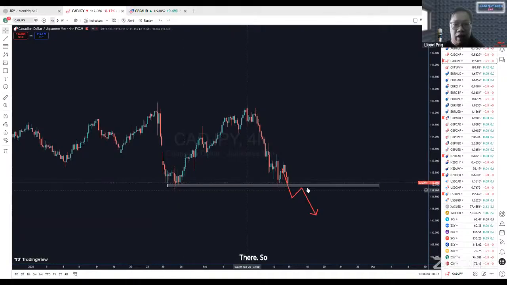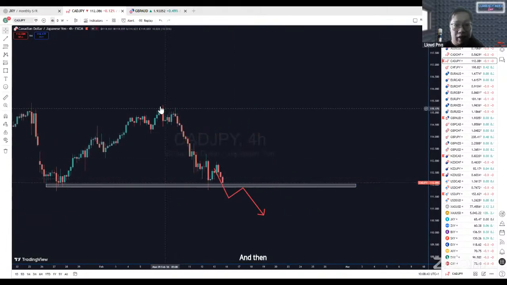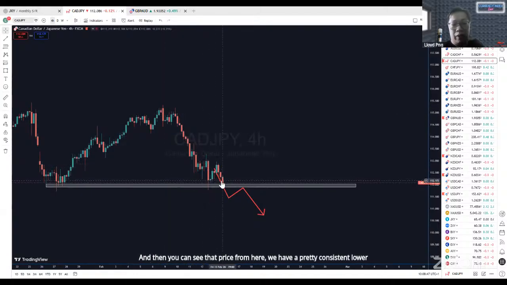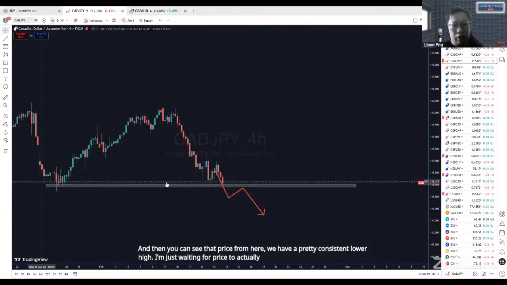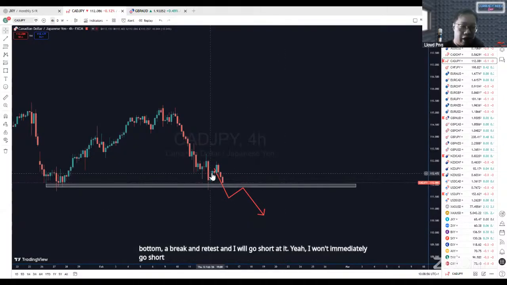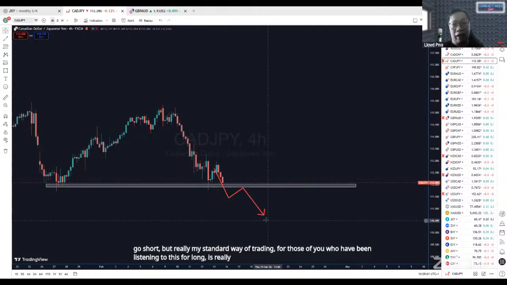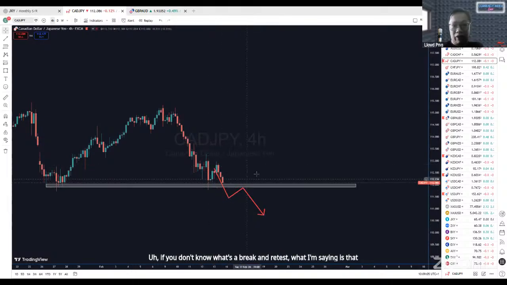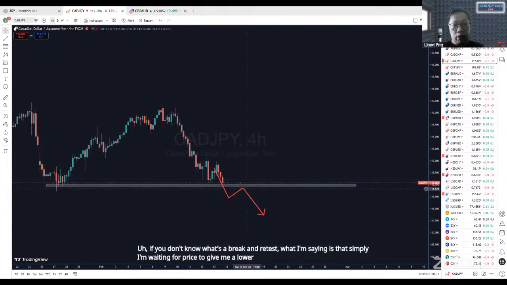So cat yen, very nice double bottom, and then you can see that price from here, we have a pretty consistent lower high. I'm just waiting for price to actually break this nice looking double bottom, a break and retest, and I will go short at it. I won't immediately go short, but really my standard way of trading, for those of you who have been listening to this for long, is really a break and retest of any level. If you don't know what a break and retest is, what I'm saying is that simply I'm waiting for price to give me a lower high. A lower low and lower high, I'm pretty happy to go in. That's cat yen.